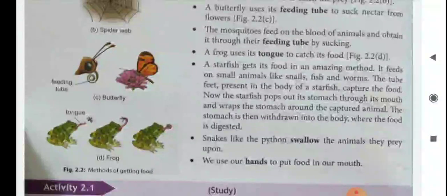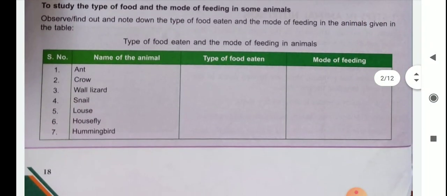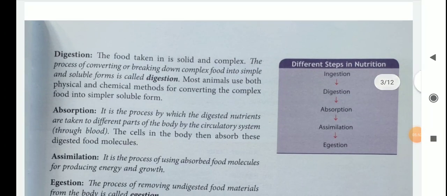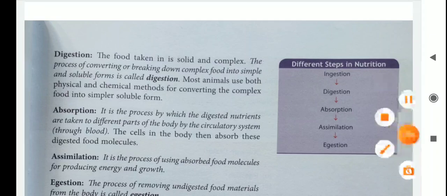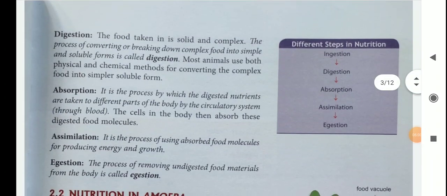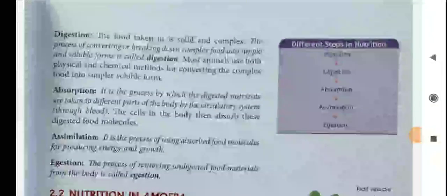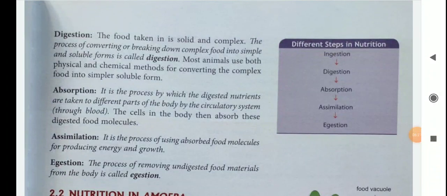Snakes like the python swallow the animals they prey upon. We use our hands to put food in our mouth. Then we can see digestion, the second process. The first one is ingestion, then digestion. The food taken in is solid and complex. The process of converting or breaking down complex food into simple and soluble form is called digestion. So what is digestion? Most animals use both physical and chemical methods for converting complex food into simpler soluble form.